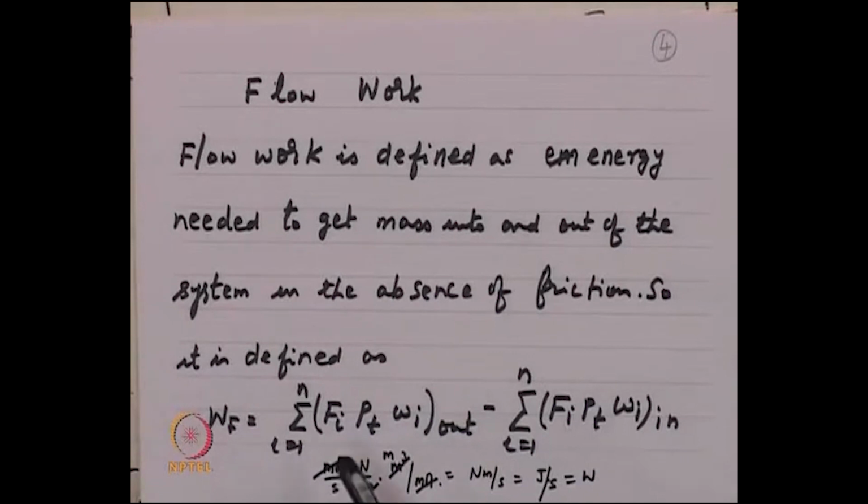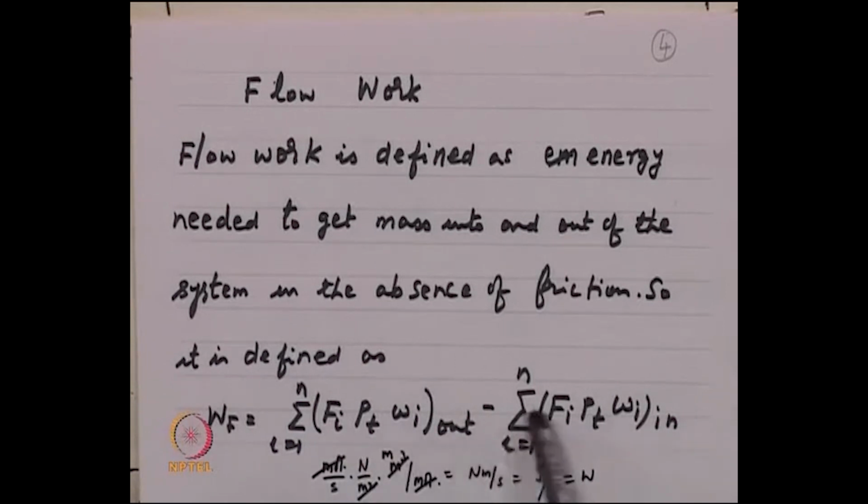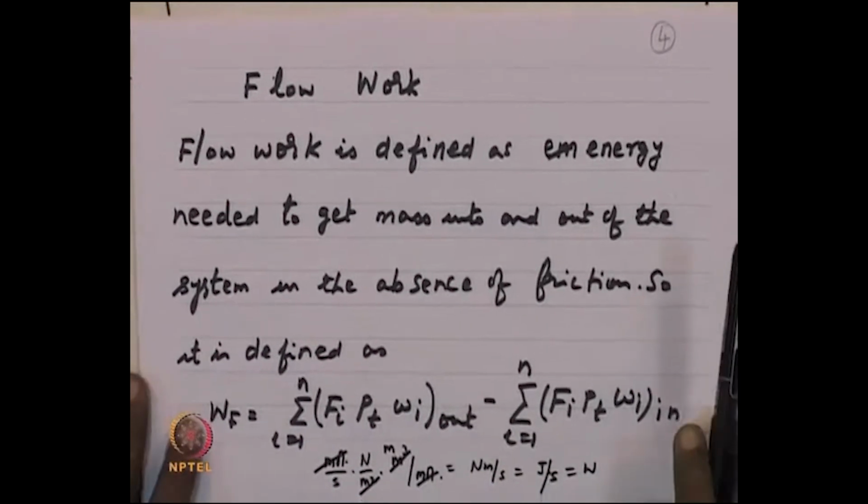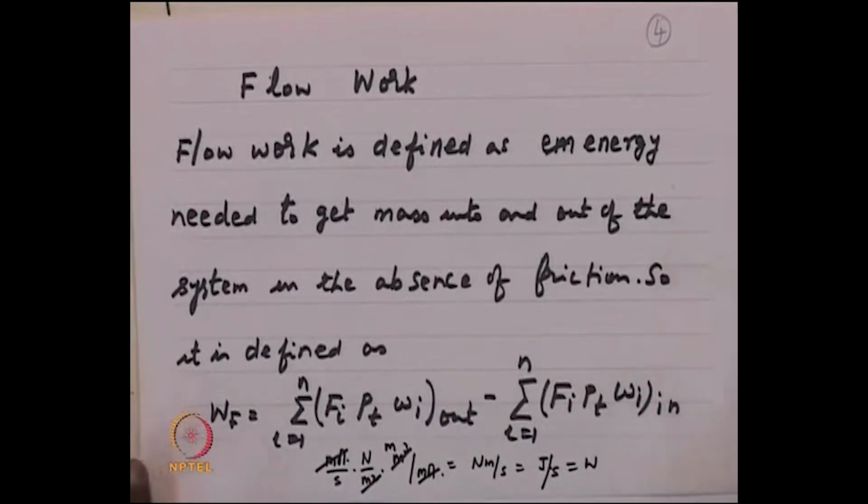So, F_i P_T omega_i in is the energy coming in, so much energy is coming in the form of F_i P_T omega_i, and similarly so much energy is going out. So, what meaning can we attach to this difference? Now, if you look carefully, suppose there is a chemical reaction in which the summation of F_i P_T omega_i in and the summation of F_i P_T omega_i out are not the same.